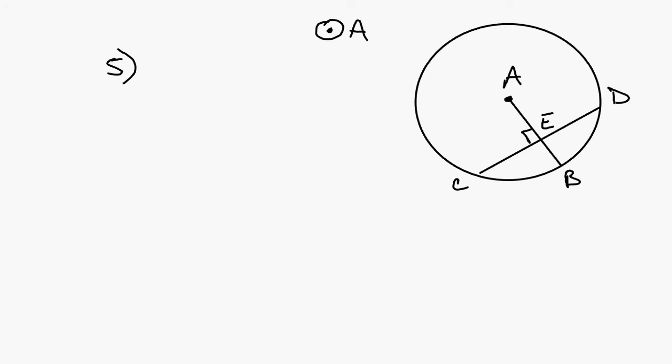So number 5, you need CE, and for number 6, you need E to B. The given information is that the radius of this circle is 16. So A to B is equal to 16. And you're told that C to D equals 24.